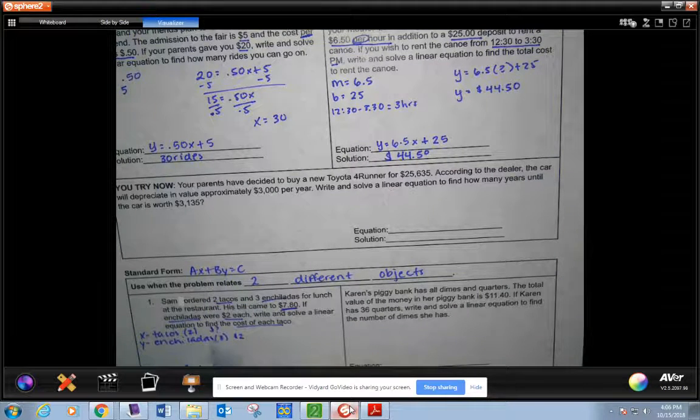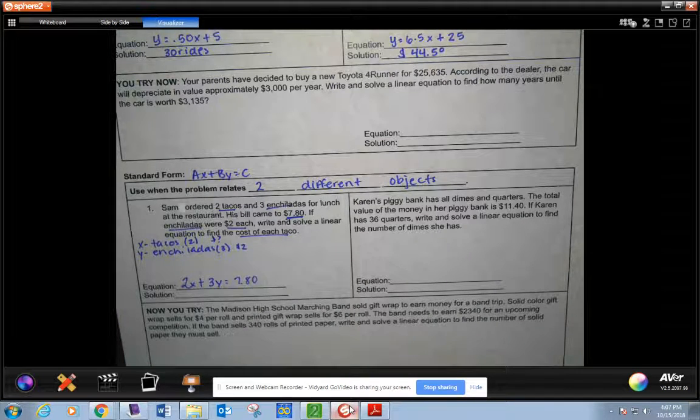So when you plug this in, like ax plus by, we know X is tacos, and I bought 2 tacos. So I'm going to do 2x plus b has to be the number of enchiladas I have, and I know that I have 3 enchiladas, so 3y. And I have to set it equal to my total, and my total is 780. Okay, so there's my equation.